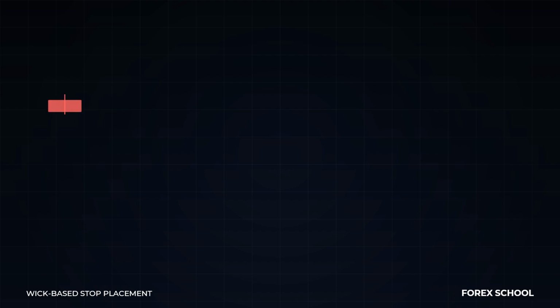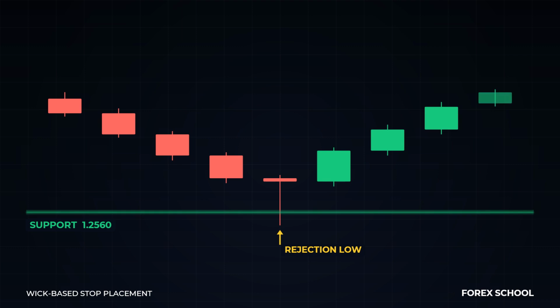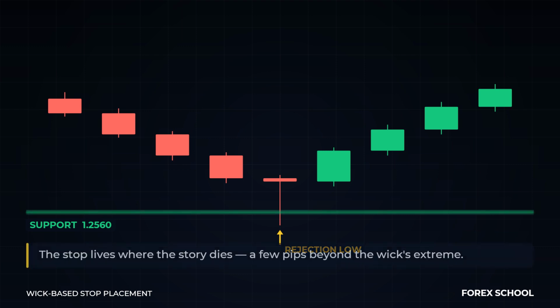Back to our hammer, this time wearing a risk manager's hat. The rejection low is 125.44, that wick is the exact price where the buyer's story was written. So the invalidation point sits just beneath it, a stop zone around 125.38, a few pips below the extreme, protected from spread and minor probes. Entry comes on evidence, the confirmation candle that closes at 126.36.